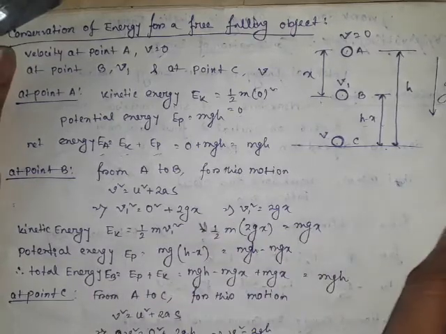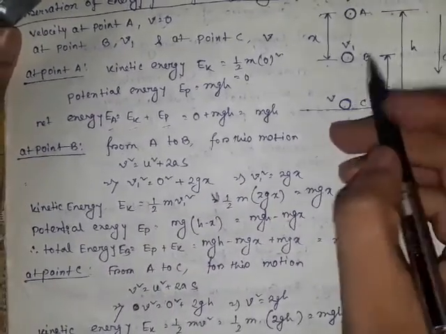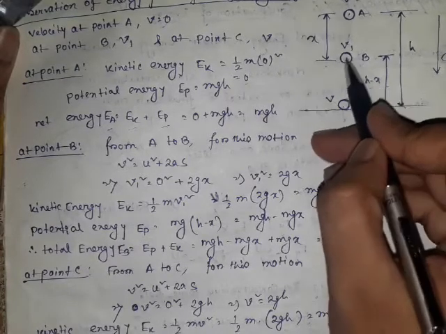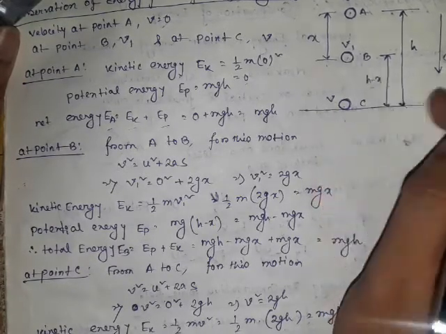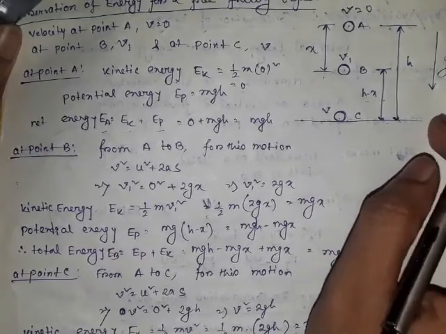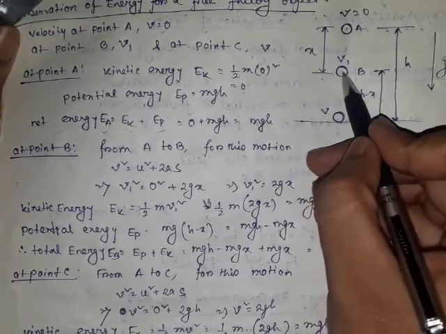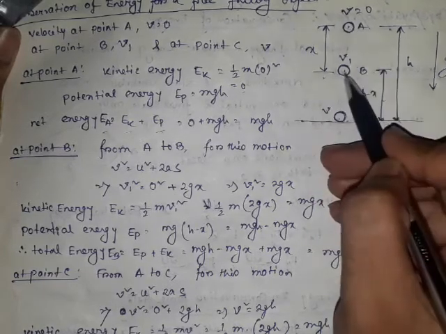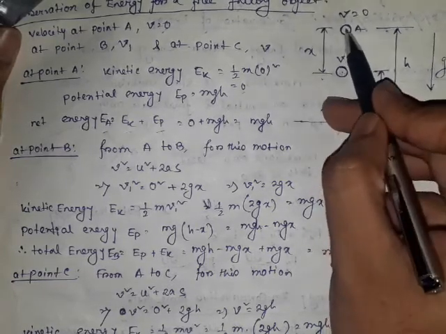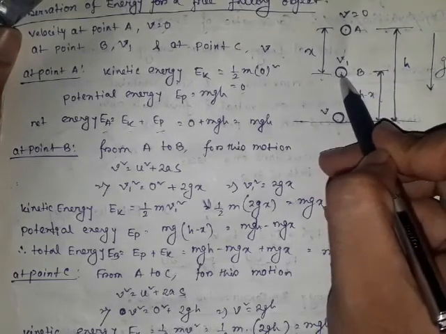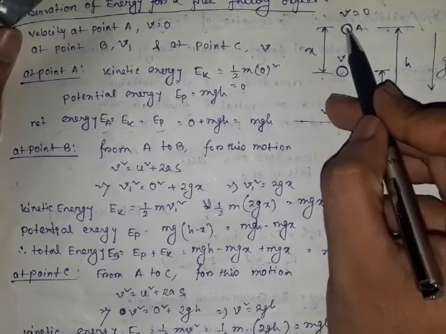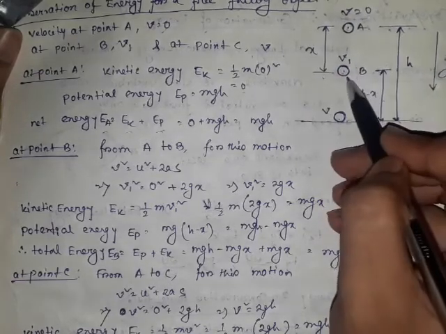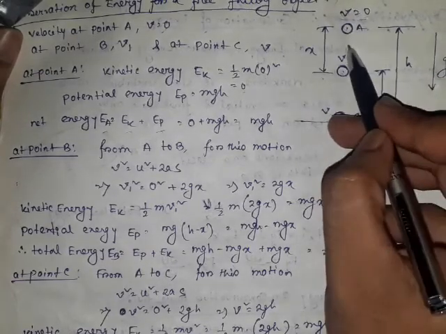Now at point B, to start with the calculation of total energy, we first have to find the velocity v1. What is the velocity of the object at point B? Let's take the motion of the object from A to B. The motion starts at A and ends at B. That is our assumption. Started at A, that means the initial velocity of the object was u, and ended at B, that means the final velocity is v1.